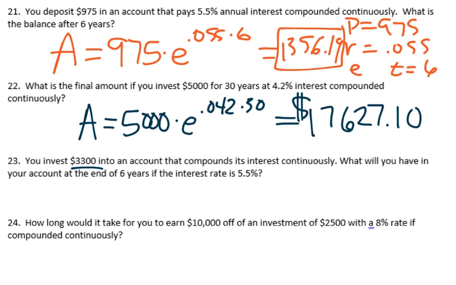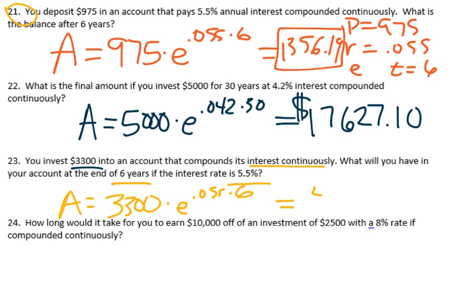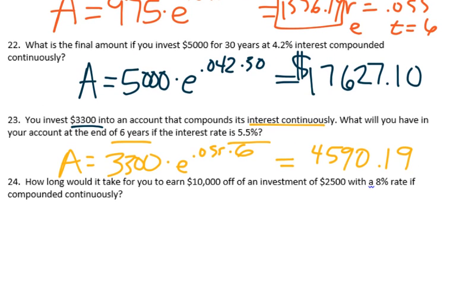Okay, 23. You invest 3,300 in an account that compounds continuously. What will you have at the end of 6 years with this interest rate? So very similar to 21, isn't it? So A would equal 3,300 times E to the 0.055 times 6. Okay, we type that into our calculator. Oops, too many threes. And we end up with 4,590.19.